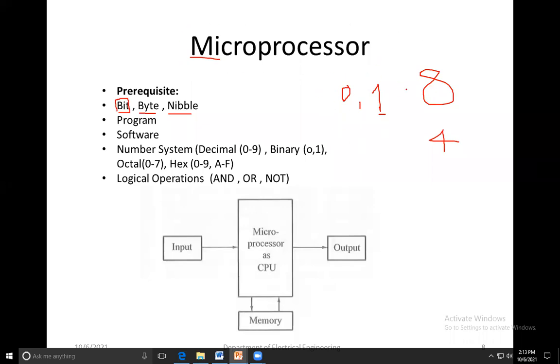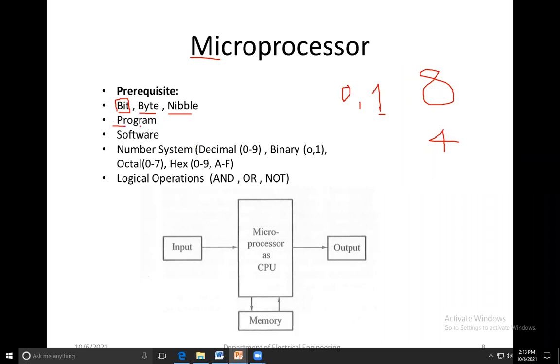So you must know the byte. It is called binary, which means two numbers are present in the binary system. If you collect 8 such numbers, this is called a byte, and if you collect 4, this is called a nibble. Everybody knows that.